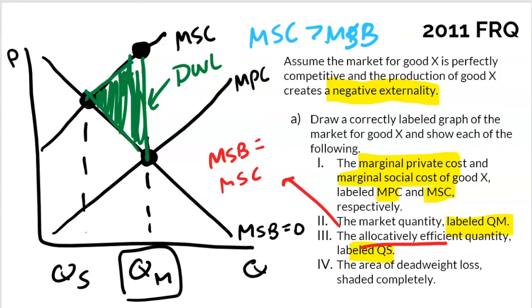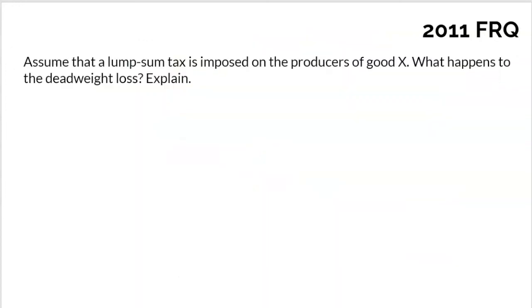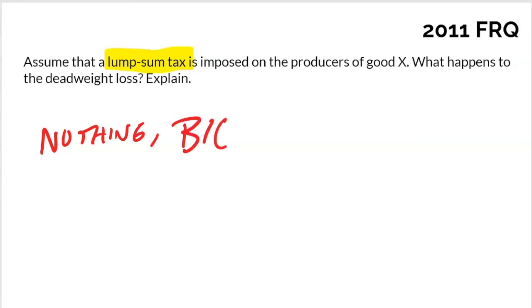All right, so part B. Part B is assume that a lump sum tax is imposed. What happens to the deadweight loss? Well, the easy answer here is nothing. Nothing happens. Why? Because it asks us to explain, we have to add the word because.